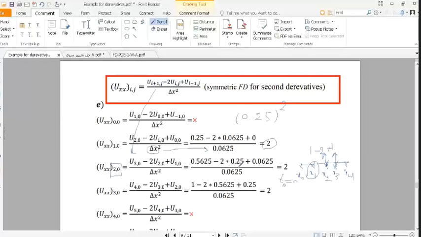Please compute uxx for the second row and send me your solution.